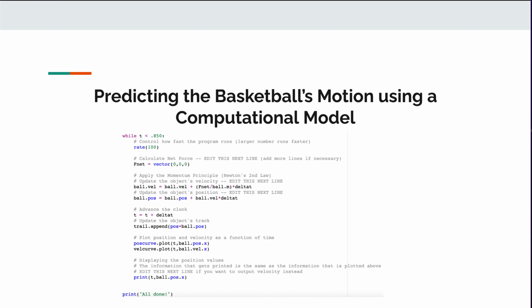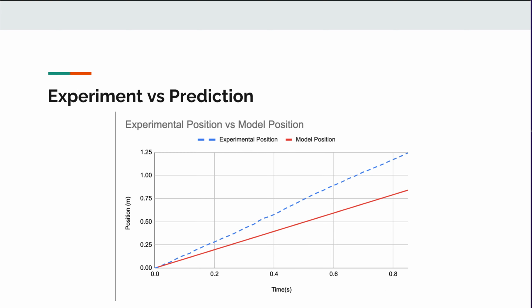I again used the starter code to build the model after setting the initial conditions. Here the screenshot shows the while loop that runs the actual bulk of the code that updates the velocity and the position according to the net force. The while loop is set to end by the same amount of time elapsed in my experiment. The net force vector is set to 0, as we are observing constant motion.